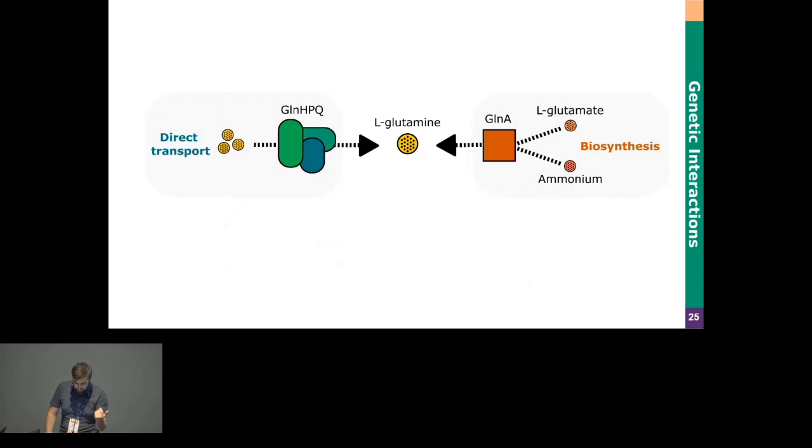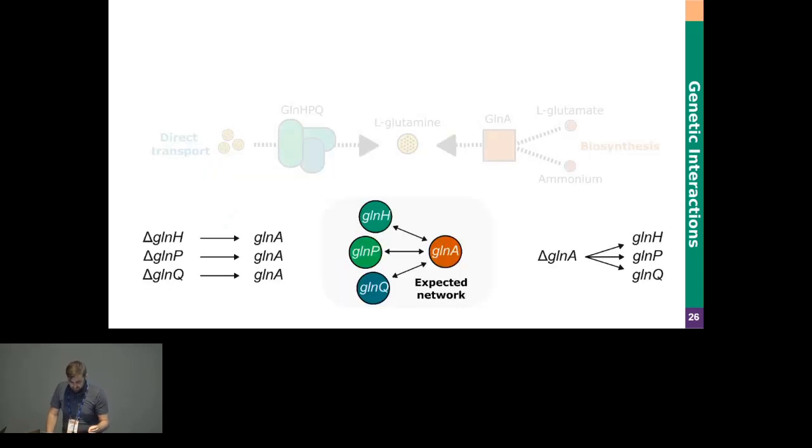Now, remembering the example we discussed earlier, if the transporter components on the left side are deleted, GlnA becomes essential. Here, the arrow represents the direction of the relationship. On the right side, deleting GlnA makes all three transporter components essential. This interaction network should look something like this, where nodes are genes and edges represent interactions.